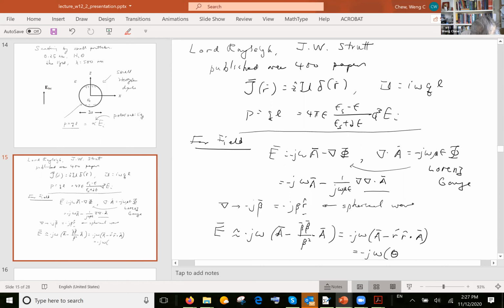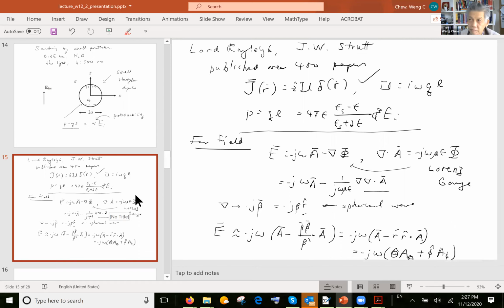That in the far field, we need the theta component of the vector potential plus the phi component of the vector potential. As long as we know the theta and the phi component of the vector potential, we know the radiation field of a Hertzian dipole. So you can figure out the radiation of a Hertzian dipole quite easily. That we have done before.